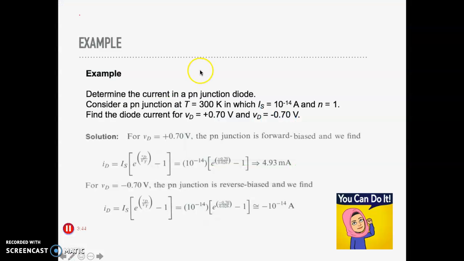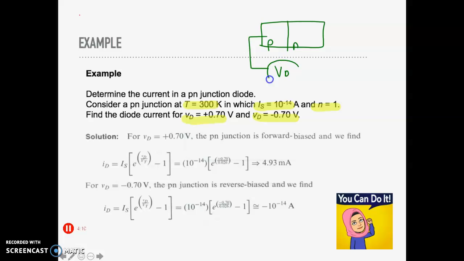Okay, so this will be the first example. How are you going to calculate the current inside the PN junction? Given this question, T equals 300, your reverse bias saturation current is here and N equals 1. What you need to calculate is at plus 0.7 and minus 0.7. So what does VD mean here? This is your PN junction. What will be the voltage that you apply at this external source? If it is plus, does this mean forward or reverse? This means forward bias. If it is minus, this means reverse bias.